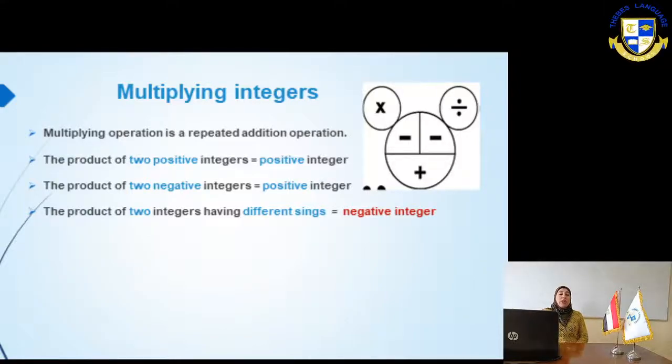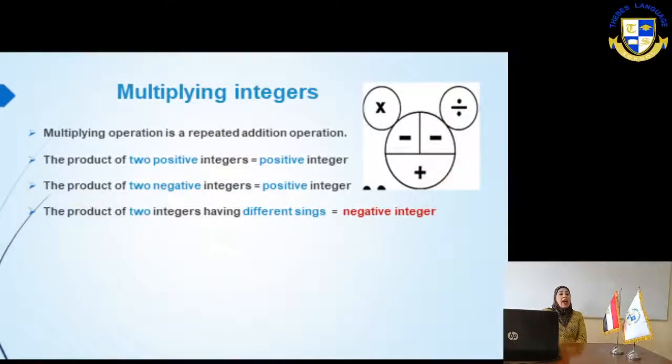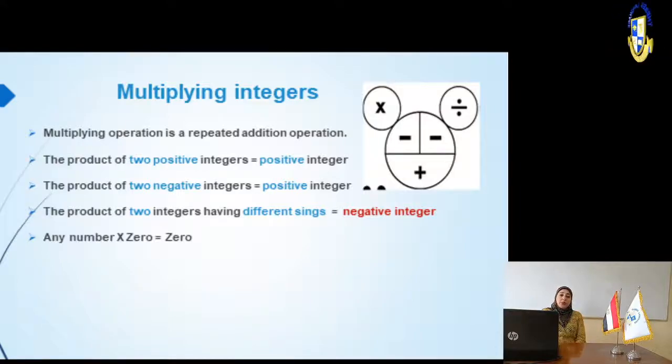So it means when I'm multiplying two integers of the same sign, the answer should be positive. But if I'm multiplying two different signs, the answer should be negative. And of course, any integer multiplied by zero, the answer should be 0.